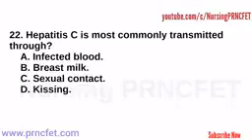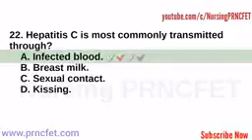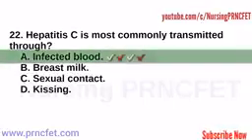Question 22. Hepatitis C is most commonly transmitted through A. Infected blood, B. Breast milk, C. Sexual contact, D. Kissing. Correct answer is A. Infected blood.